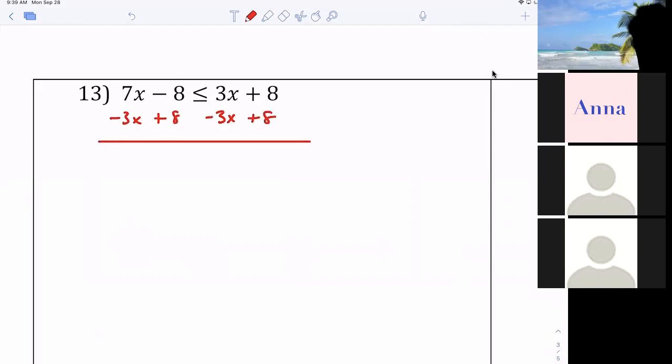Now the hard part. 7x minus 3x is 4x, is less than or equal to 16. Divide by 4. X is less than or equal to 4.